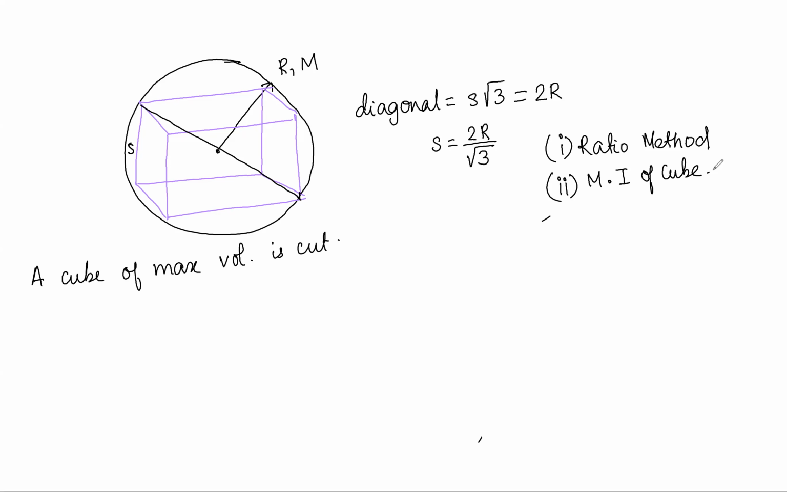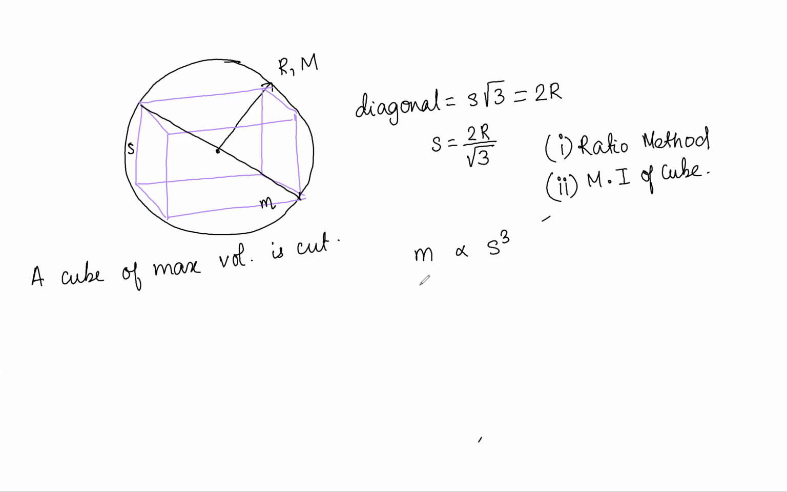First, what is the mass of the cube? The mass of the cube is proportional to the volume of the cube. These are three-dimensional objects. Let us say the mass of the cube is equal to small m. So you can write m is proportional to the volume of the cube, which is s cube. So m is proportional to s cube.